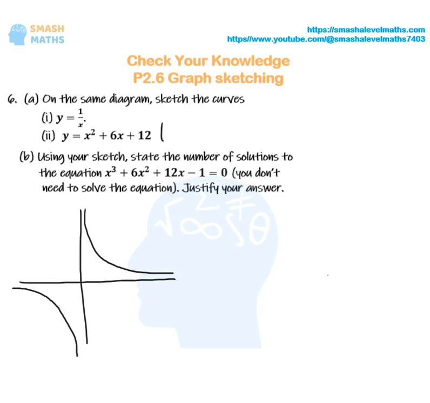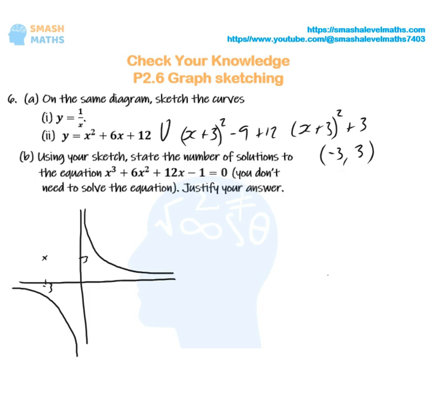So that's going to be a U-shaped quadratic. Now it's not going to factorize, so let's just have a look at doing a bit of completing the square on it. So we've got x plus 3 all squared minus 9 plus 12, so that's x plus 3 all squared plus 3, which tells me I've got a minimum point at minus 3, 3. So minus 3 there, 3 there.